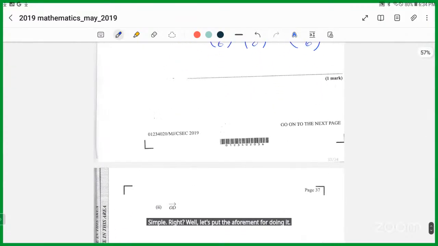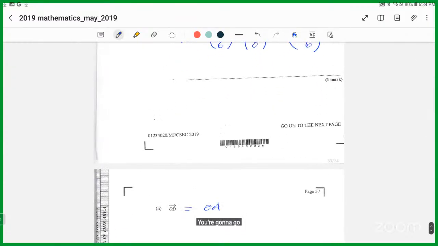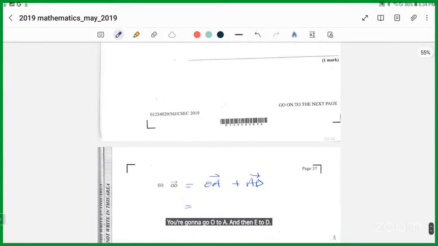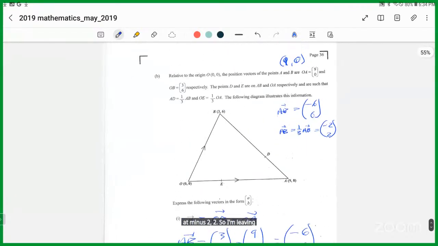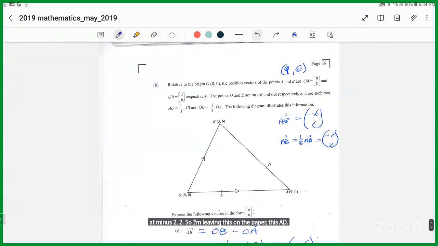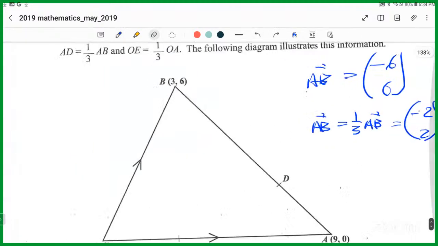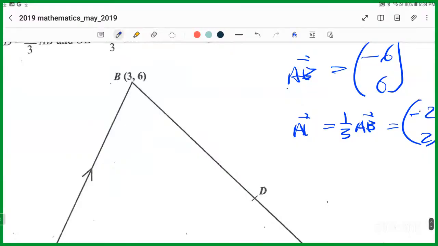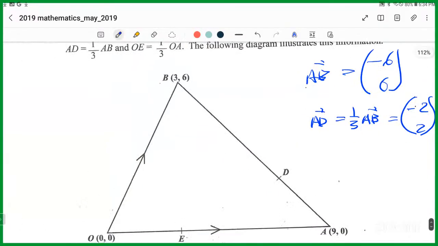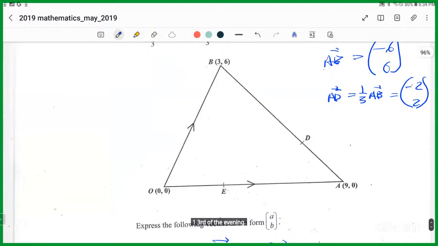So to go from O to D, we're going to go O to A and then A to D. The O to A is (9, 0). And we just worked out the AD a while ago as (-2, 2). So I'm leaving this on the paper, this AD. I put AD, it should be AD, 1/3 of the AB, (-2, 2).